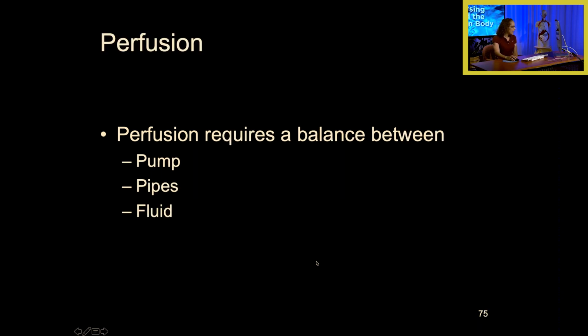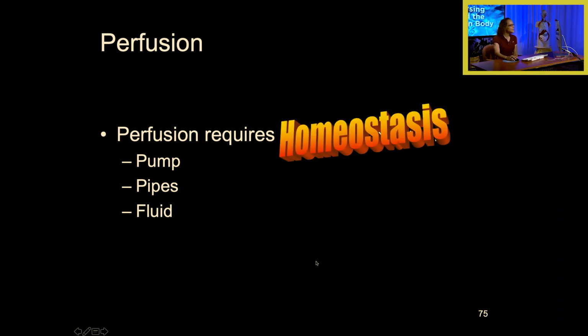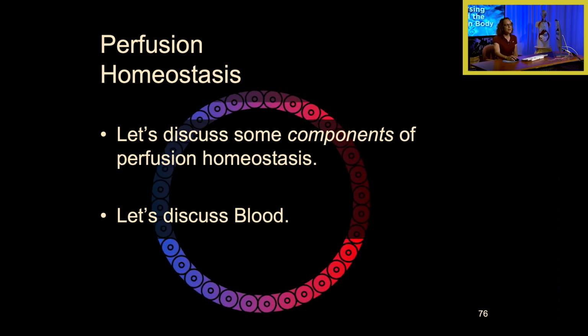And perfusion requires a balance between the pump, the pipes, and the fluid. And to review, we refer to this balance as homeostasis. So let's discuss some components of perfusion homeostasis. Let's talk a little bit about blood.